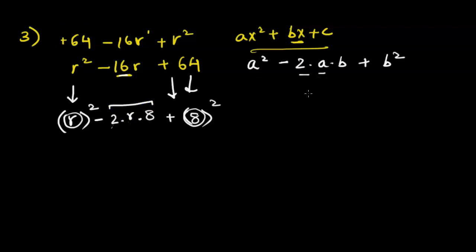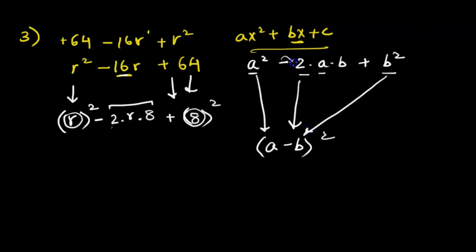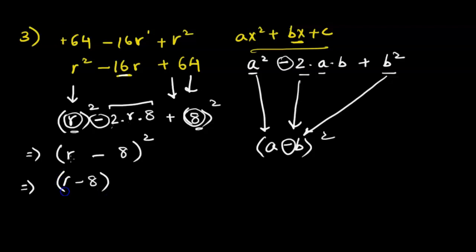So the next step is we can write this formula in the form a minus b whole square. So a comes down, b comes down, minus sign comes from the middle term, and the whole thing will be squared. Here also we'll do the same thing. A is r, b is 8, minus comes from the middle term, whole thing is squared. We can just write it down 2 times because the whole thing is squared, means the whole thing is supposed to be written 2 times.